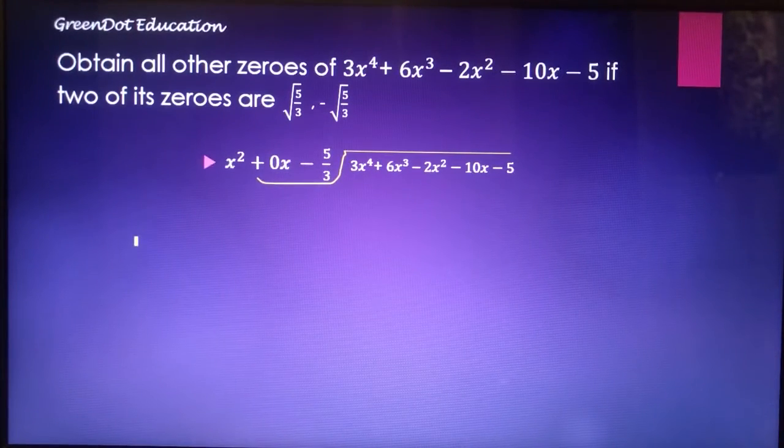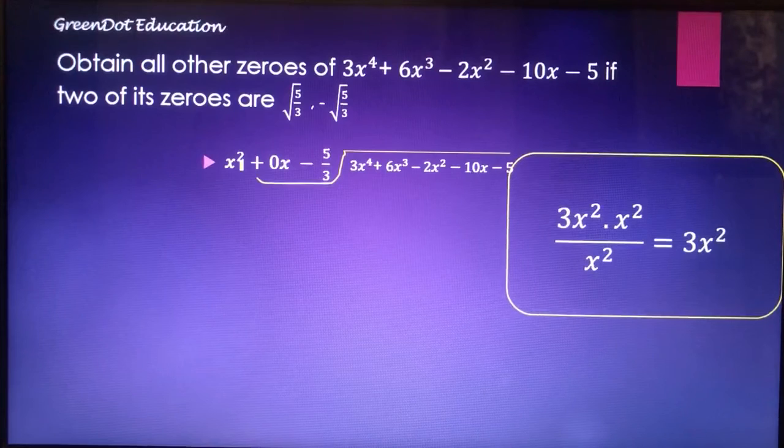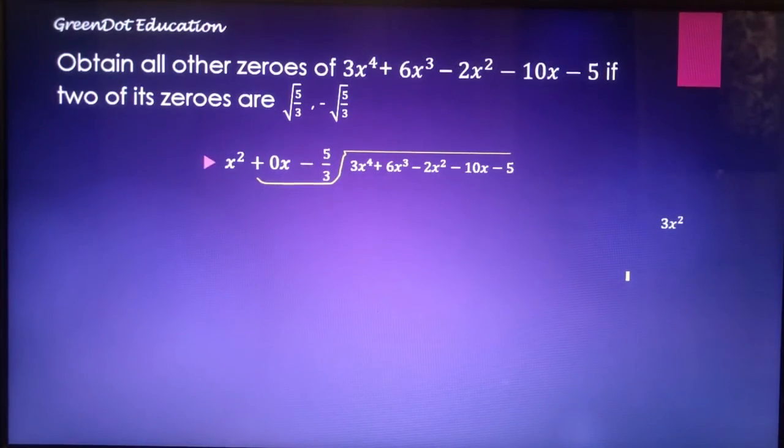So when we start the division process, we all know that the first step is to obtain the first term of the quotient, and for that we divide the first term of the polynomial, that is 3x raised to 4, by the first term of the divisor polynomial, that is x squared. Now 3x raised to 4 can also be written as the product of 3 and x square multiplied by x square. Here x square and x square will cancel out, and as a result we will be left with 3x square, which will be the first term of our quotient.